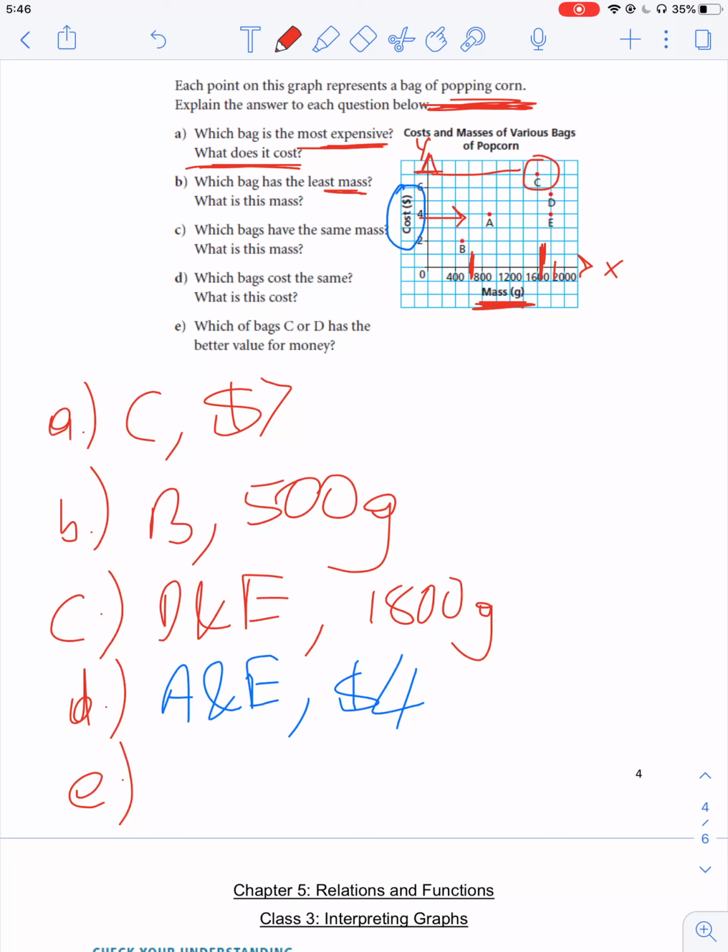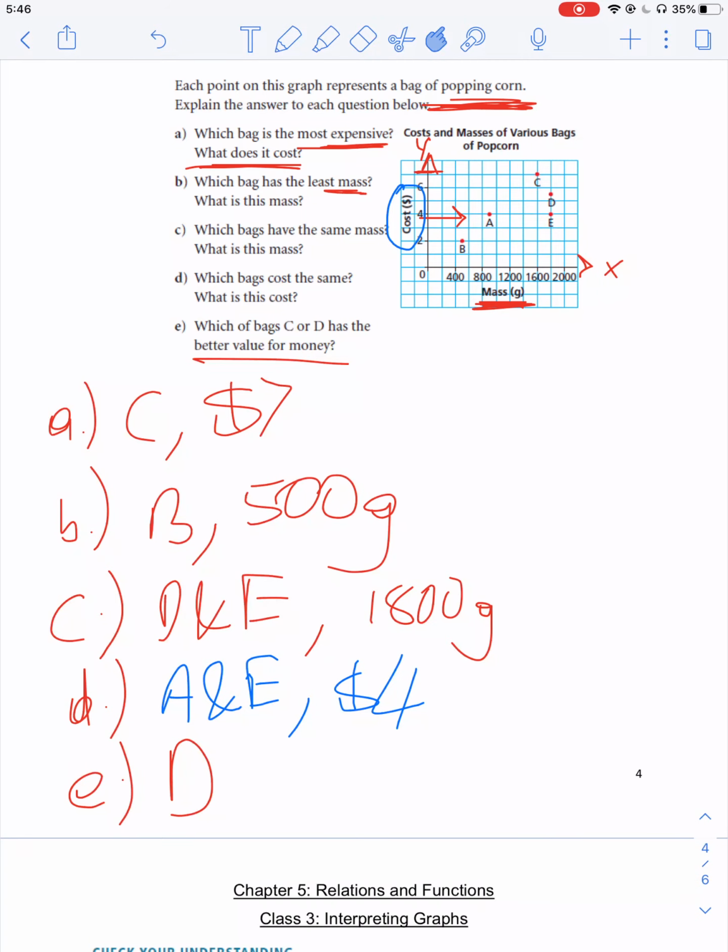I would rather purchase D. I get more popcorn and I pay less. Okay, so I'm gonna go with D. That's what it means, better value for money. So that means I'm paying less, right? Because the Y value is less than this, and I'm getting more, right? I'm getting more. So I'm obviously gonna go with the D over here, okay? I hope that kind of makes sense.